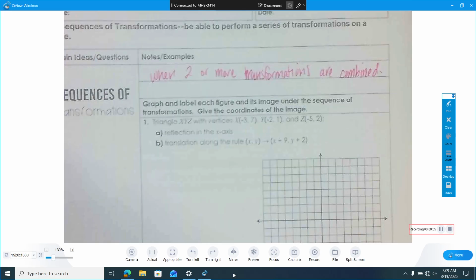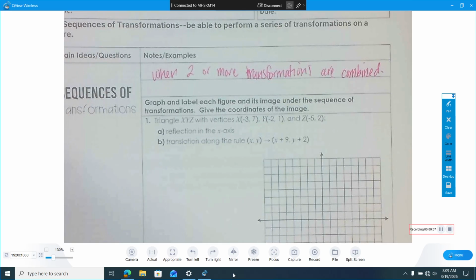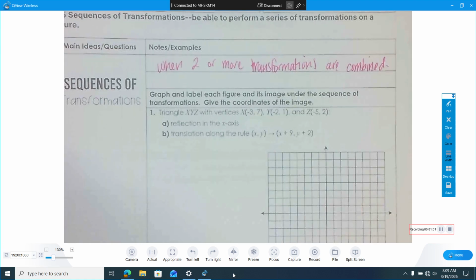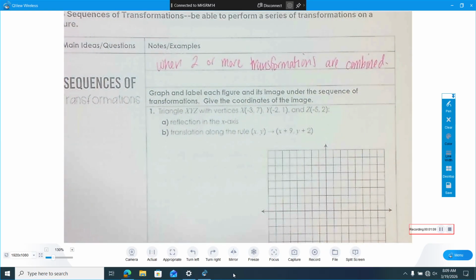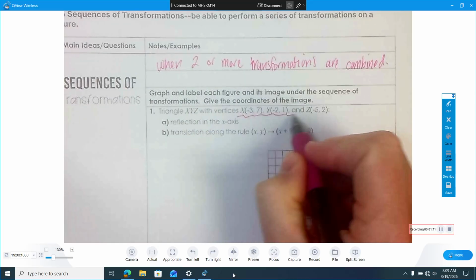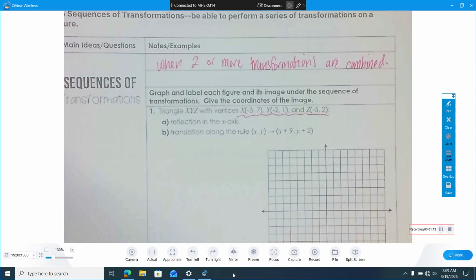And it's pretty easy. Graph and label each figure and its image under the sequence of transformations. Give the coordinates of the image. And so we're going to basically have three things. We're going to have where we started. So here we have our pre-image, which is our triangle XYZ. So we're just going to start there and graph.